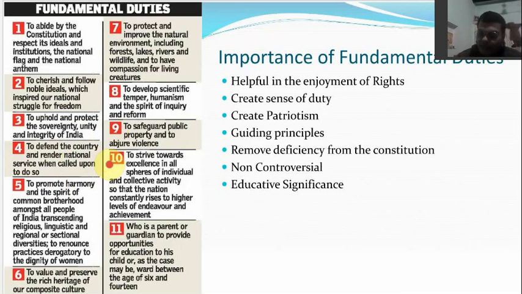This was said by Jawaharlal Nehru actually, that if there is no India, there will be no Indians. And in order to live, we first protect India as well.